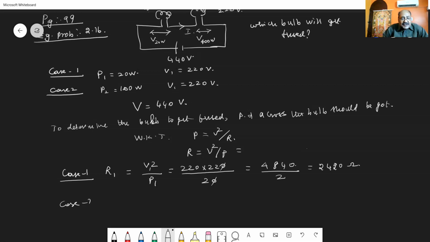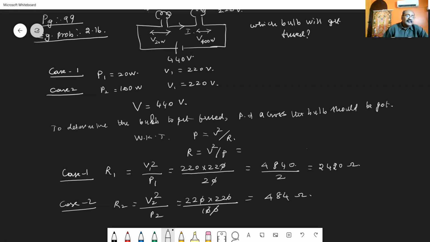Similarly, for case 2, you calculate the resistance. R2 is V2 square divided by P2. What is V2? The voltage rating for the second bulb is also 220. So 220 into 220 divided by 100. Two zeros get cancelled, so 22 into 22 gives 484 ohm.